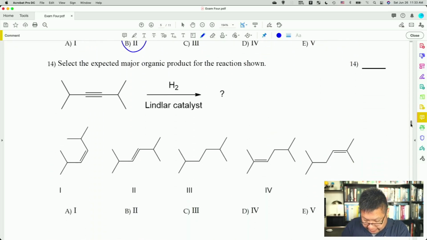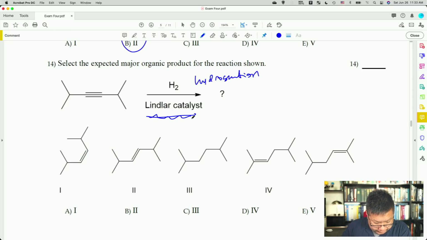Next, we have Lindlar's catalyst and some hydrogen gas. And so this is going to be hydrogenation. But it's going to be a partial reduction because we're using the poisoned Lindlar catalyst. If it were just hydrogen gas and platinum, or palladium by itself, then it would be a full hydrogenation. But since it's poisoned with Lindlar's here, it's only going to be a partial hydrogenation, or in other words, only one of the pi bonds is going to get reduced.